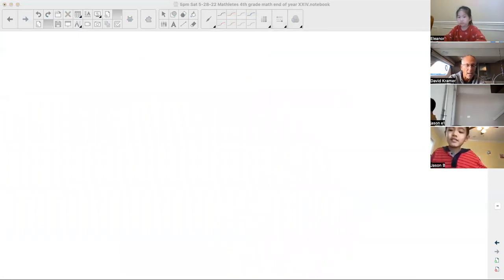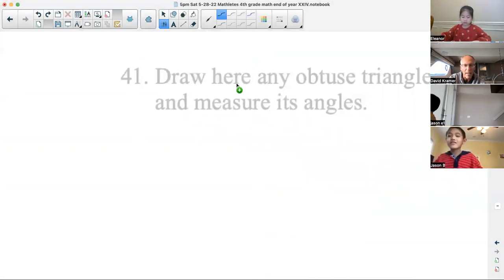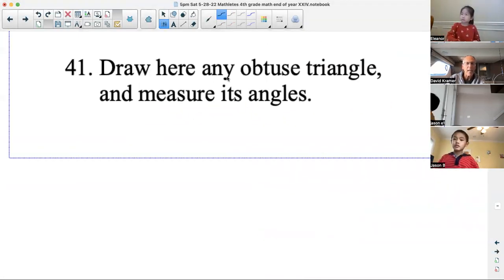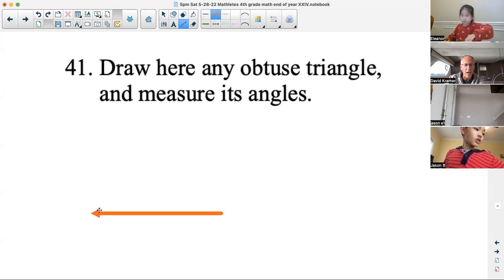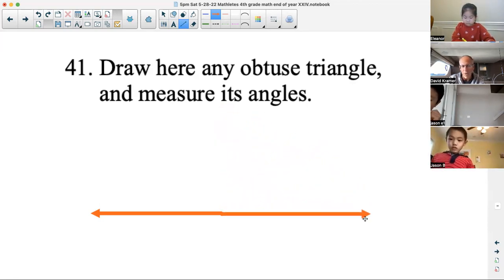Oh, wait a minute. Can you draw an obtuse angle right now? And can you estimate its measurement? So you have to draw an obtuse angle. Jason E., I want you to do this as well, just like everybody else. I want you to sit down, pick up your pencil, and draw an obtuse angle. Anything that's more than 90 and less than 180.